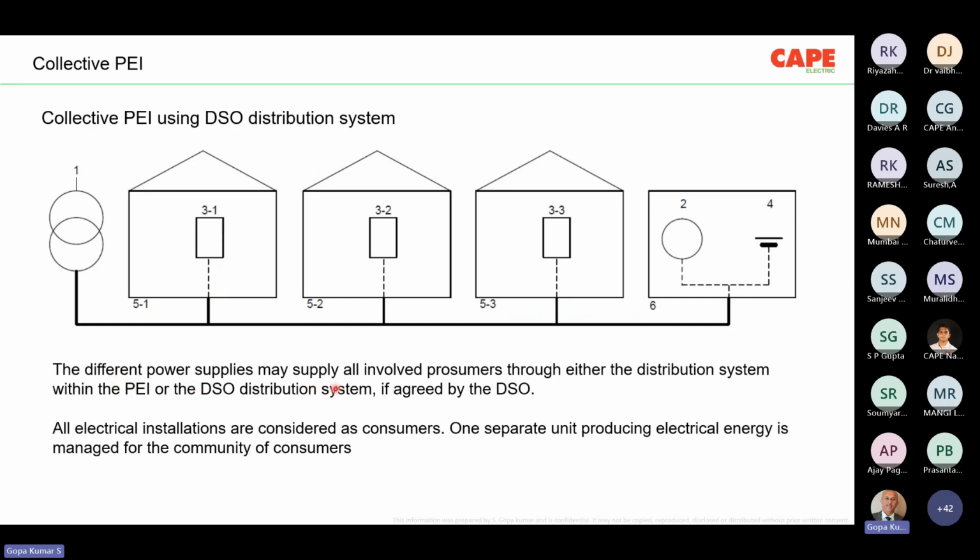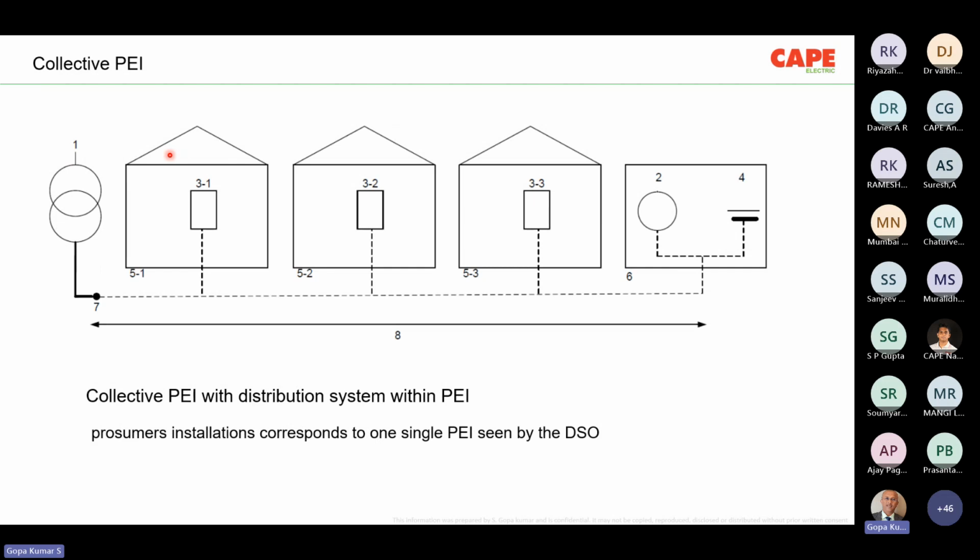The different power supplies may supply all involved prosumers through either the distribution system within the PEI or the DSO distribution system, if agreed by the DSO. All electrical installations are considered as consumers. One separate unit producing electrical energy is managed for the community of consumers. For example, 51 to 53 are consumers, and there is a common generation. But the whole installation can be considered as a prosumer electrical installation, or a collective prosumer electrical installation, if the energy distribution company agrees.